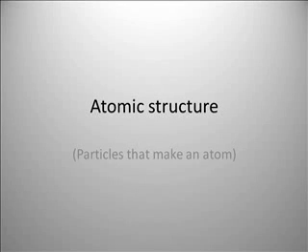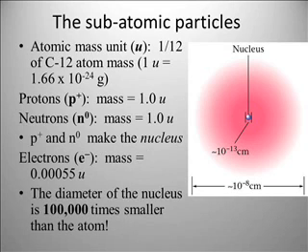Atomic structure, the particles that make up an atom. Atoms are very small, and the particles that make them up are even smaller: the protons, neutrons, and electrons. We measure the mass of these particles in something called the atomic mass unit, which is abbreviated U. It's kind of a complicated number, but it's based off 1/12 of the carbon-12 atom.